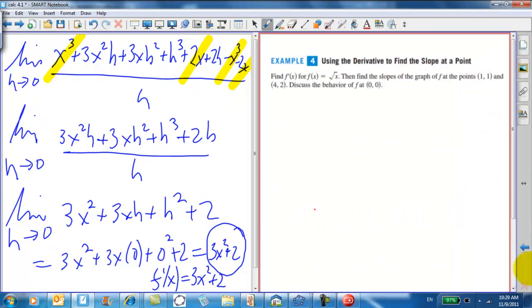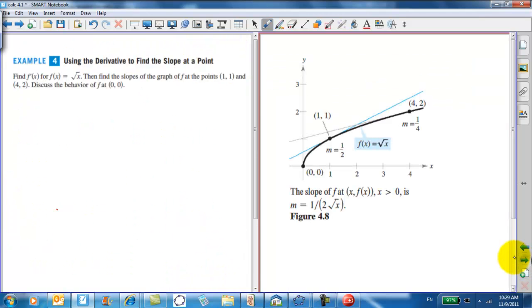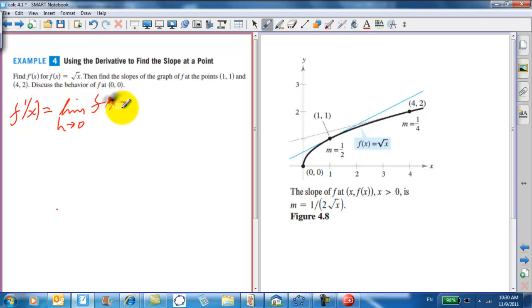Now let's try this next one, a little bit more of a doozer here. Find the slopes of the graph of f at the points (1, 1) and (4, 2), and discuss the behavior at (0, 0). So find f prime of x for f of x equals square root of x. So we're going to do this in general first. F prime of x equals the limit as h goes to 0 of f of x plus h minus f of x all over h. Do you have to memorize this? Probably a good idea. I mean, you can put it on your formula sheets.